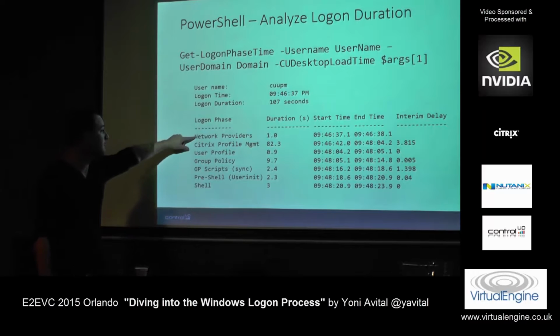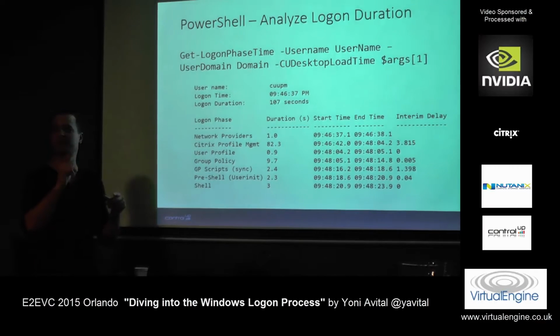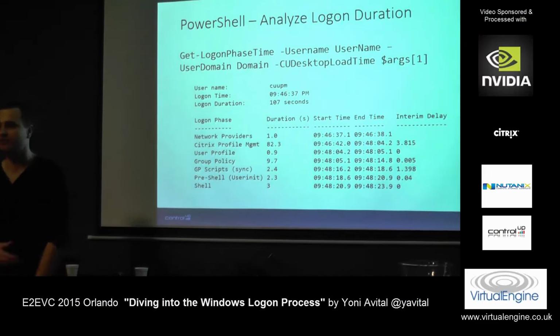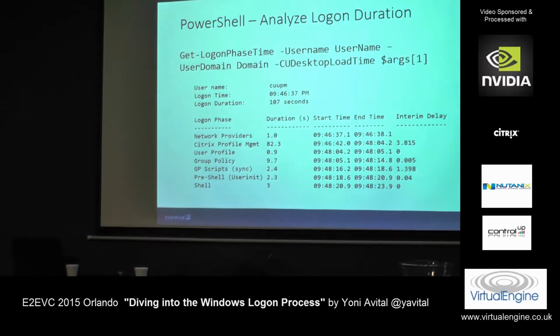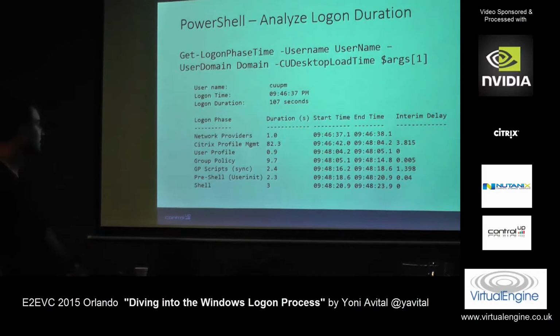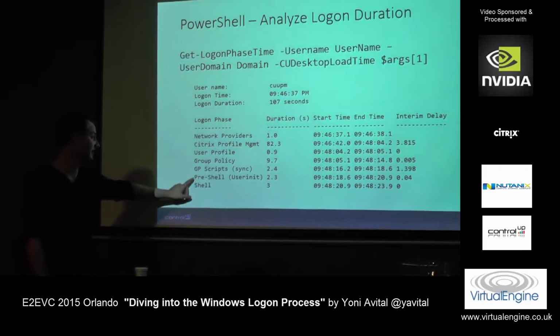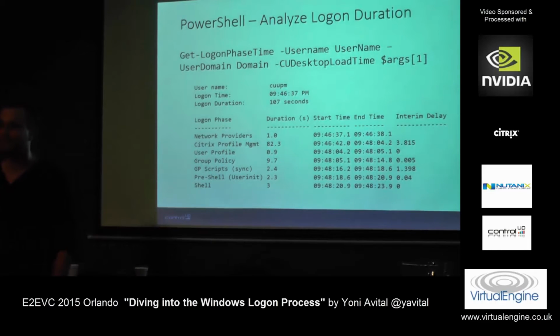So this is new, right? How long it took for the network provider phase to load. Citrix UPM, very popular on almost any Citrix environment. How long it took for that phase to finish. GP scripts, again, only if they're running synchronously. And pre-shell, which is actually user init. Okay, I tried to come up with a friendly name for user init, and I ended up with pre-shell. If anyone has any better ideas, then please share them with me.